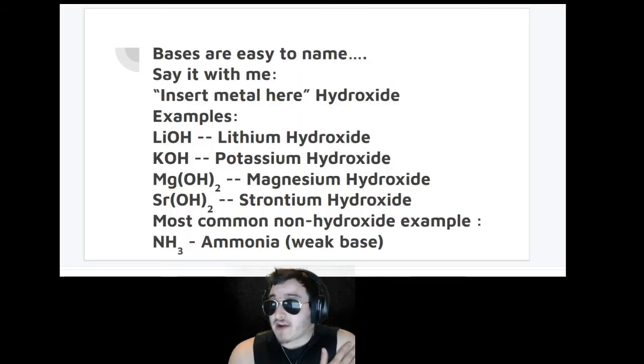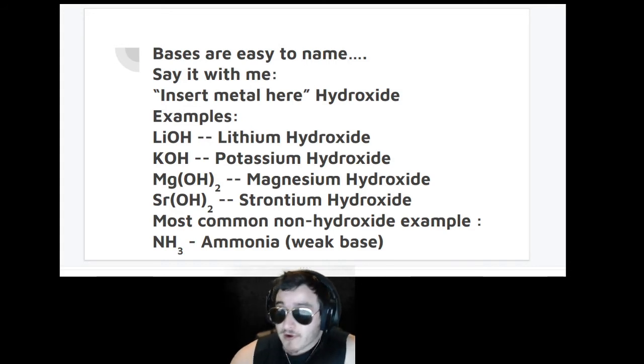So now, bases are very, very easy to name, because they are almost always a metal attached to a hydroxide. And so that's just an ionic compound. All we have to say is the metal name and then hydroxide. Not so bad, right? I don't have to worry about the -ates, the -ics, the -ites, the -ous's, the hydros. Nothing to worry about there.